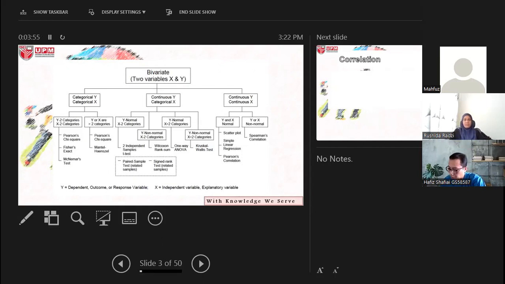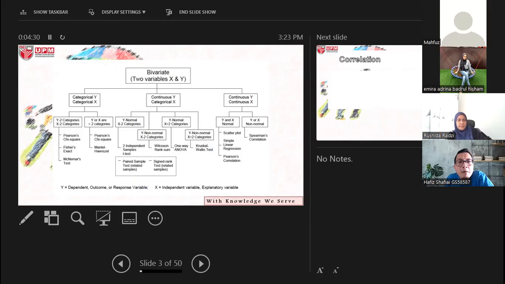Next, if your DV is normal but you have more than two categories, then you can run the one-way ANOVA. Next, if your DV is not normal, but you have more than two categories, then you can run the Kruskal-Wallis test. Next, if you have both continuous DV and IV.